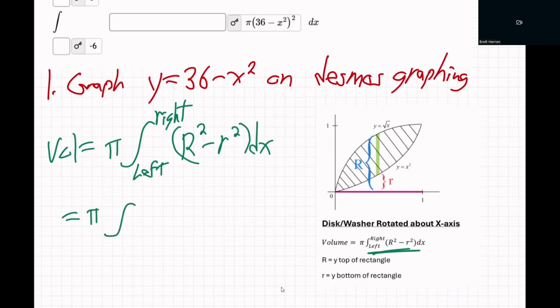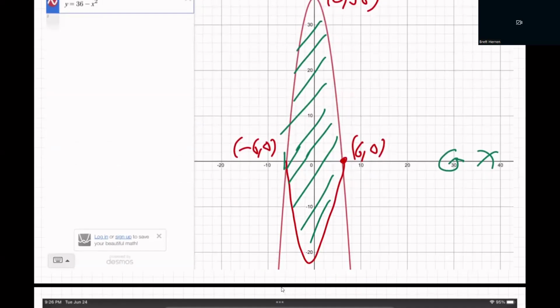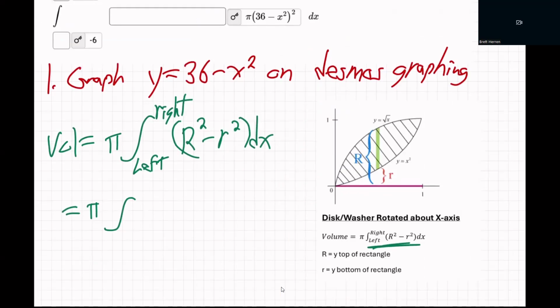What's the left and the right? Well, if we go back to here, we're going from left to right. So from -6 to +6 of capital, and what's R? You can see right here, R is all the way up, right?